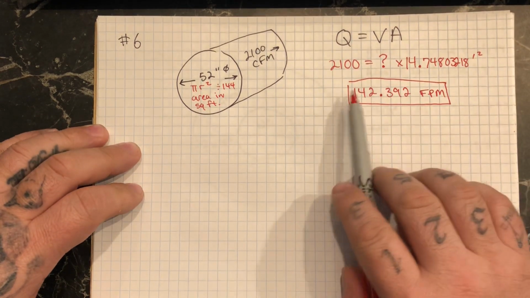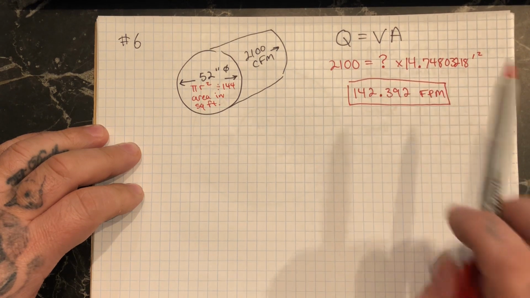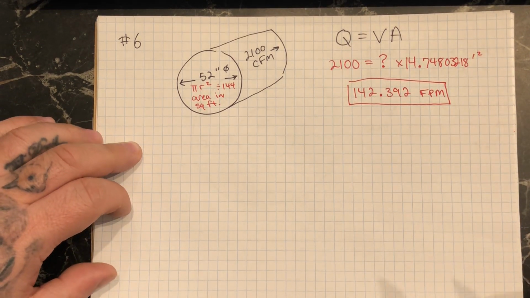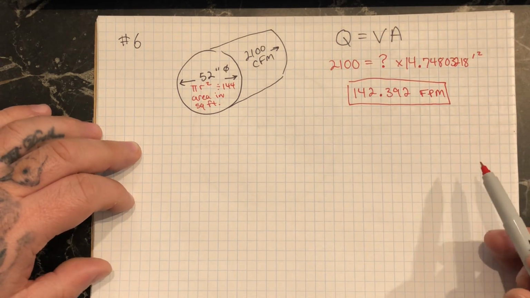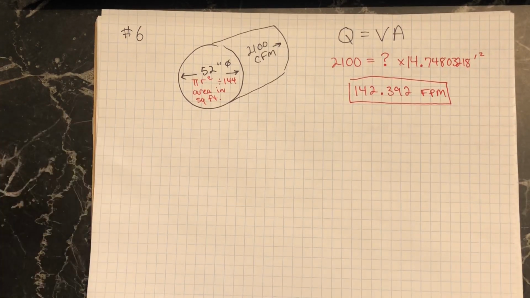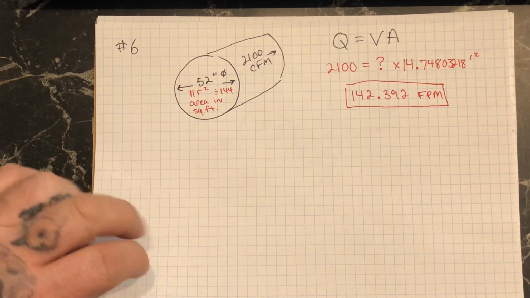So 2100 divided by 14.74803218 gives us 142.392 feet per minute. Yeah, hopefully that makes sense.